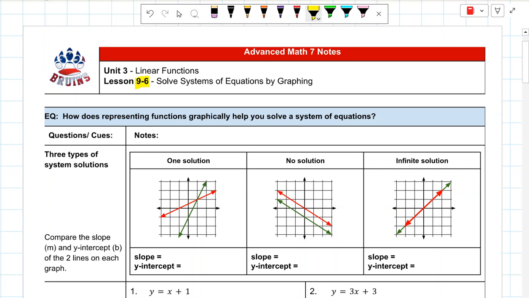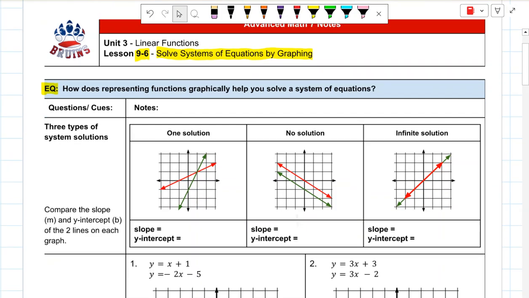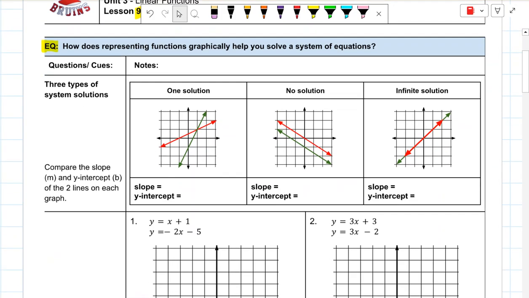Lesson 9.6, we're learning how to solve systems of equations by graphing. The essential question for this lesson is, how does representing functions graphically help you solve a system of equations? So let's take a look at what we have here first.